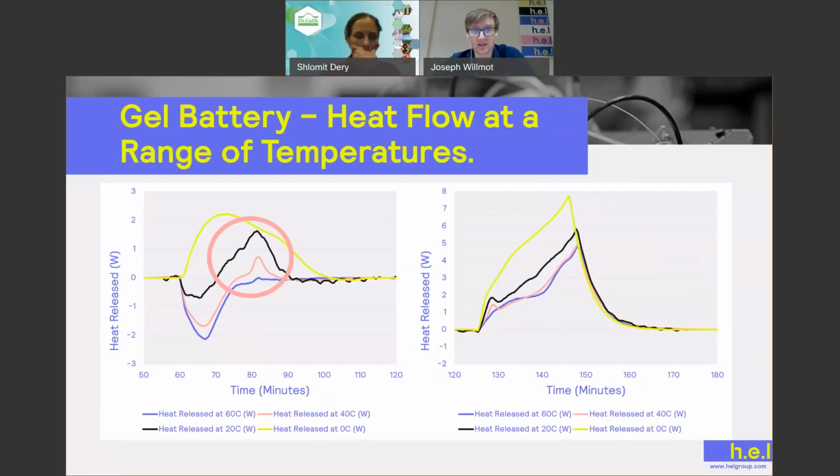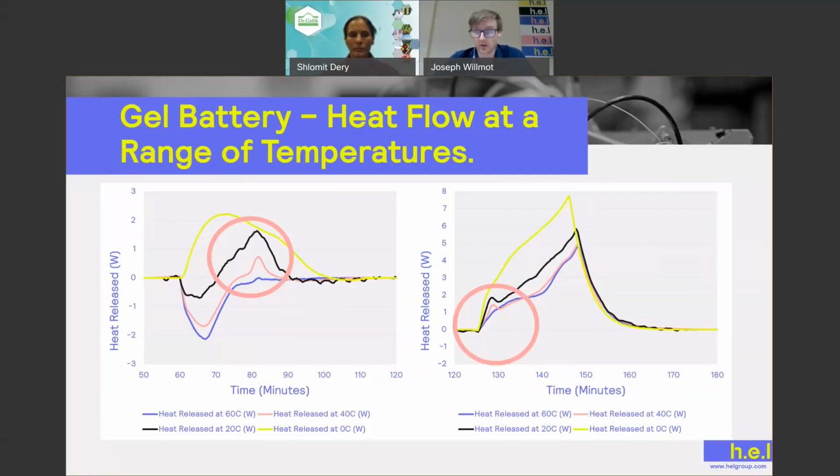We have a slight exothermic peak at the end of the charging process, and we also have a small exothermic peak at the beginning of the discharging process here as well. So we're starting to pick up on, and these correlated to the exact same voltage of the battery, which is quite interesting to try and understand why those voltages caused exothermic peaks to occur.